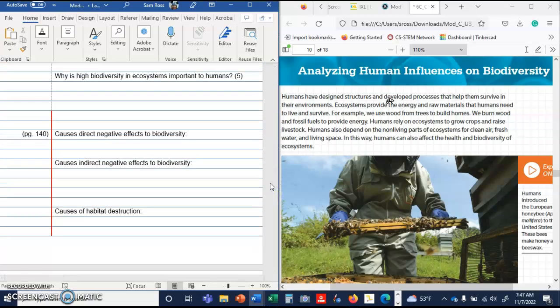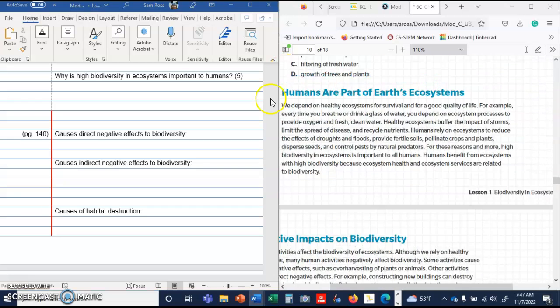And then it says, why is high biodiversity in ecosystems important to humans? There should be 5 parts. So we depend on healthy ecosystems for survival and good quality of life. For example, humans rely on ecosystems to reduce the effects of droughts and floods, 1. Provide fertile soils, 2. Pollinate crops and plants, 3. Disperse seeds, 4. And control pests by natural predators, 5. It's all right there. And if you need to pause and go back, you can.